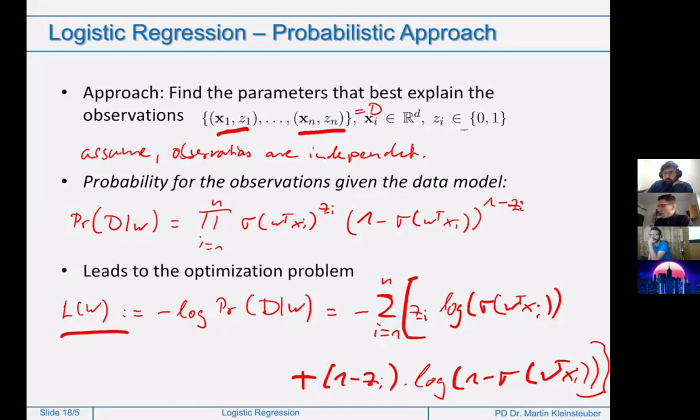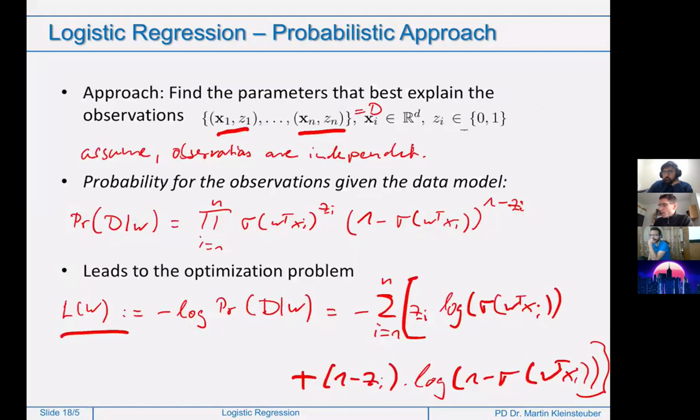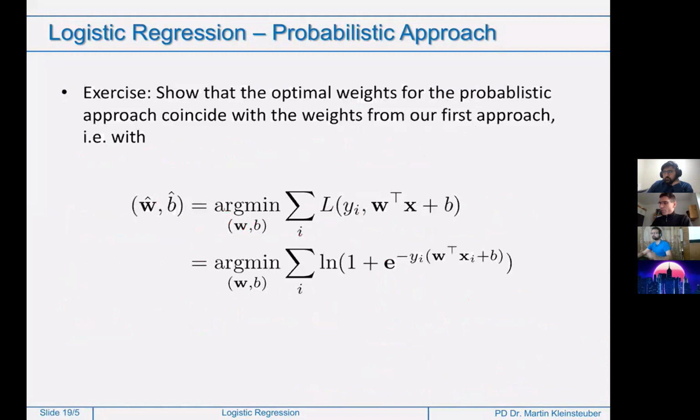Okay, now this is what we had on the one side, but on the other side we also had, if you remember last time, the optimization problem from this optimization approach.